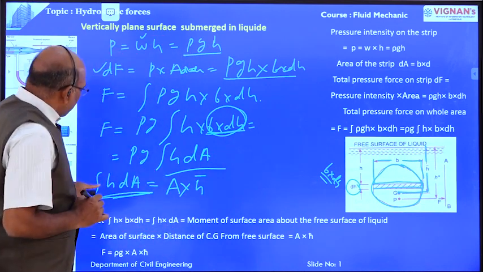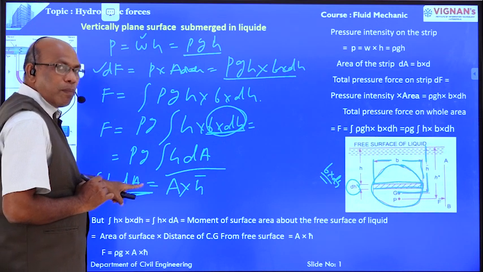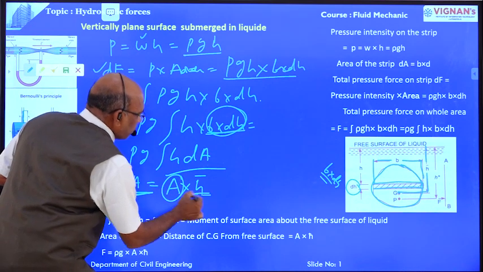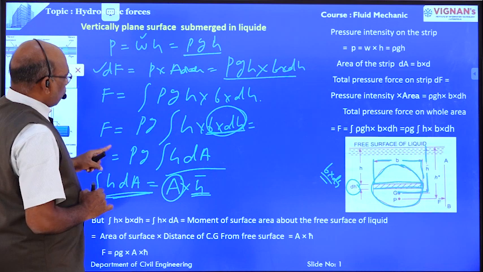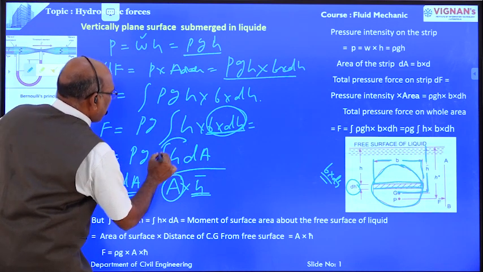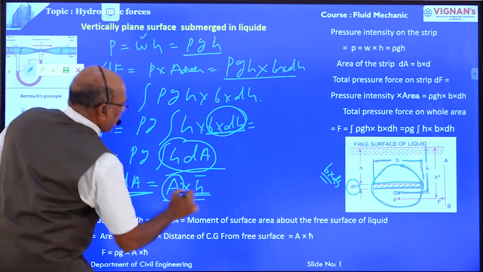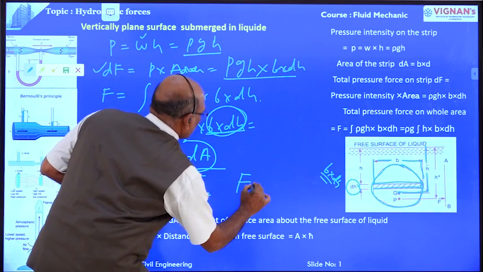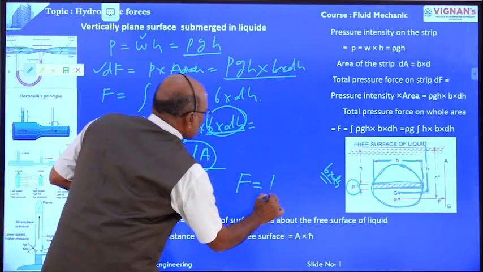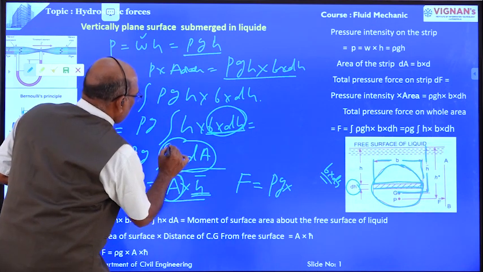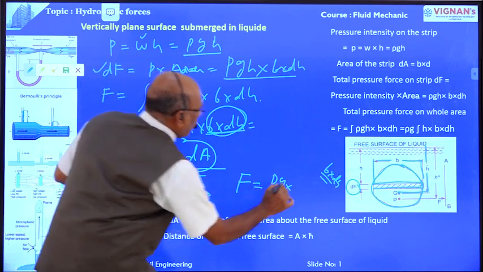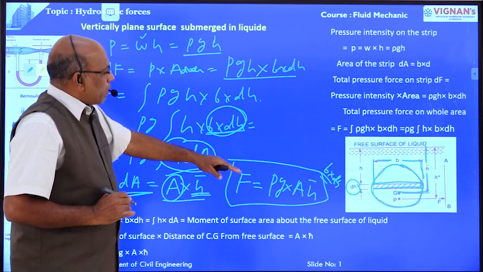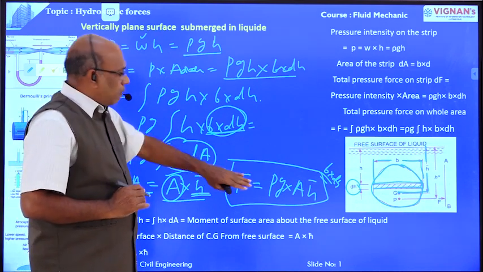Are you clear? Integral H dA is the moment of surface area about the free surface of liquid. Therefore, moment of surface area means area into distance from the free surface, that is into H bar. Therefore, for the total pressure force, in place of integral H dA, we are going to substitute A H bar. Therefore, total pressure force F is equal to rho G into A H bar. This is the formula for the determination of total pressure on a vertically immersed plane surface.